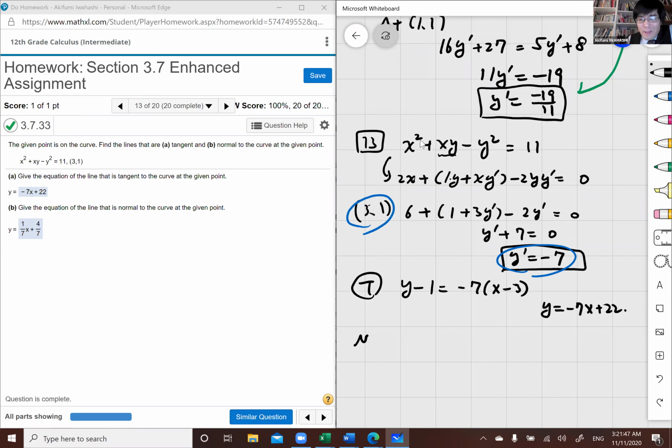Normal line, well, if you have a tangent line that looks like this, the normal line is perpendicular to that. So both of them go through the same point, 3, 1, but the slope is different, and the expression is going to be just change this one into the negative reciprocal. It's going to be 1/7, and after that, you're going to get the same thing. Yeah, my answer is written here. Okay.